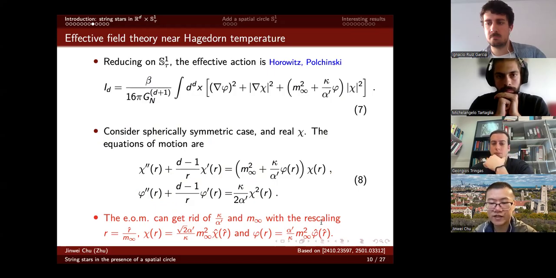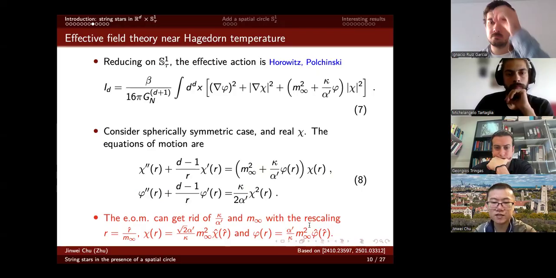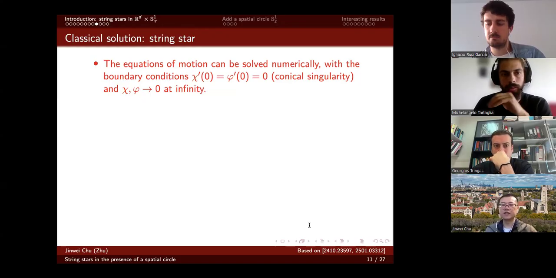So by taking this rescaling, the resulting solution does not depend on the dimension for parameter like m infinity. Okay, so that is the thing we call string star. It's just a classical solution of the equations of motion. And in general, there are no analytic solutions to the equations of motion, but they can be solved numerically.